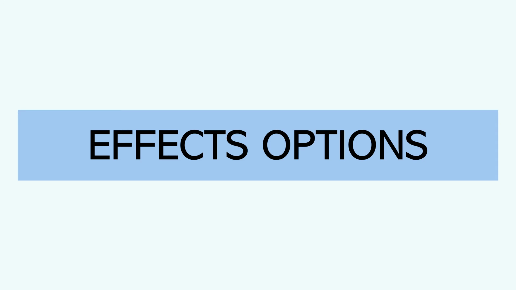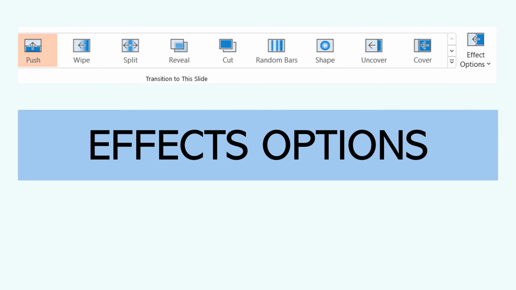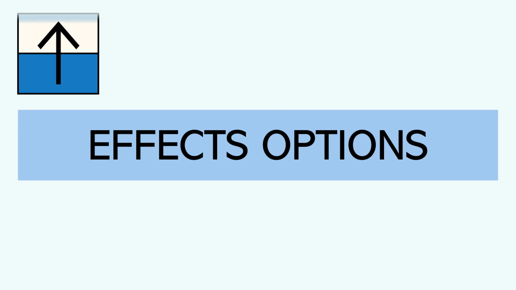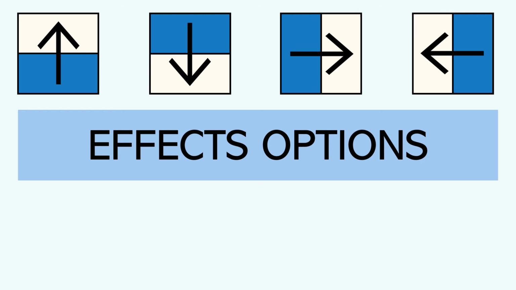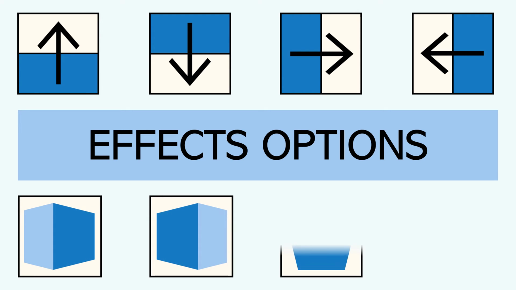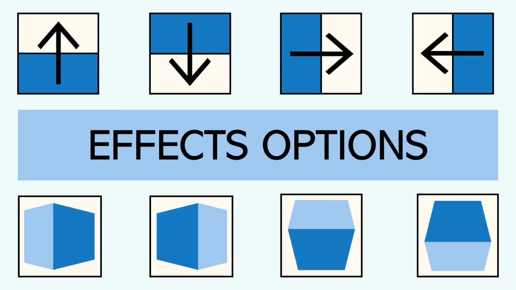When choosing a transition, pay attention to the effects options. You'll see under the transition tab, there's lots of transitions, but on the very right, there's the effects option. After you select a transition, click on Effects. For example, if you've chosen push, you can push up, push down, push to the right, or push to the left. Likewise, for rotate, you can rotate to the left, rotate to the right, rotate up, or rotate down.